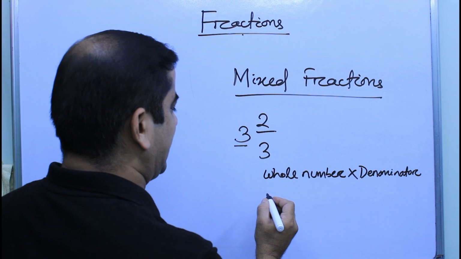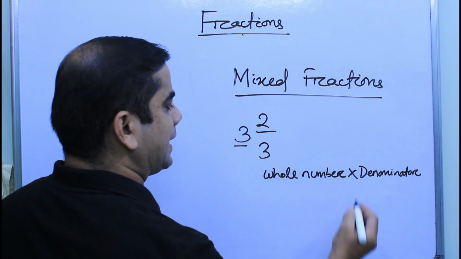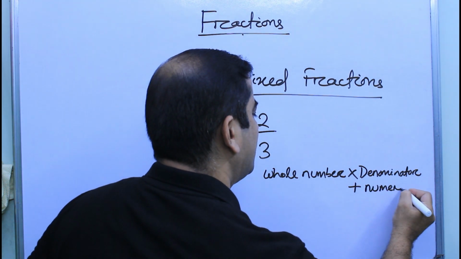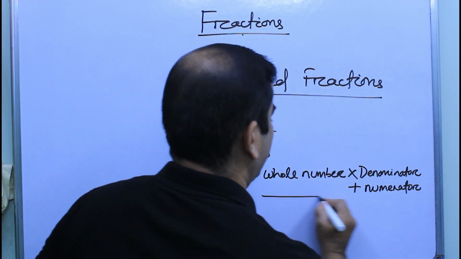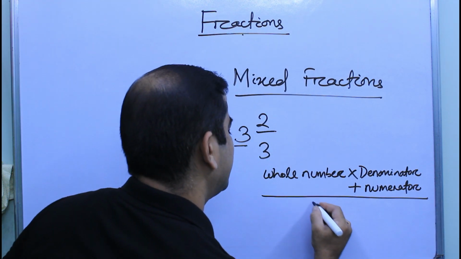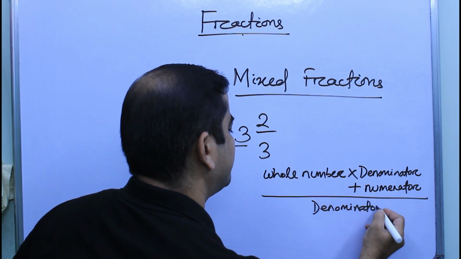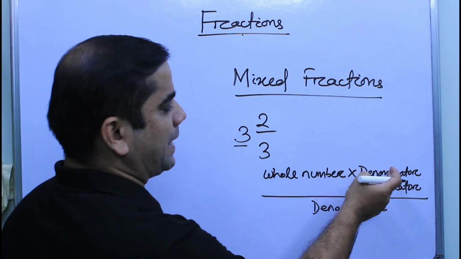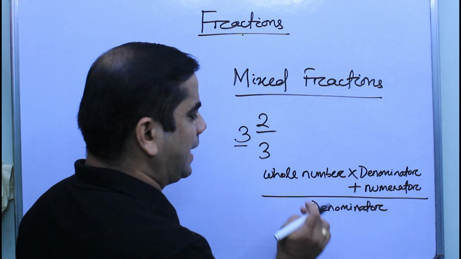Okay, this is the first stage. Whole number multiplied by denominator plus the numerator. Okay, whole divided by the denominator. Okay, whole number multiplied by denominator plus numerator, whole divided by denominator.